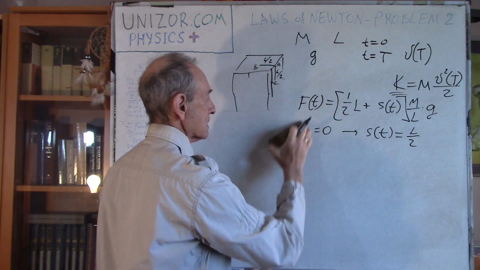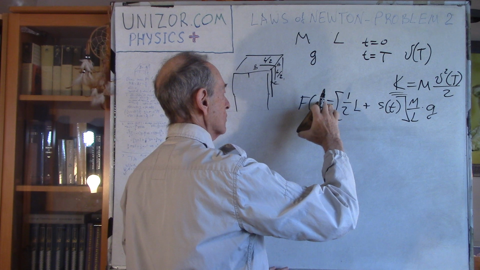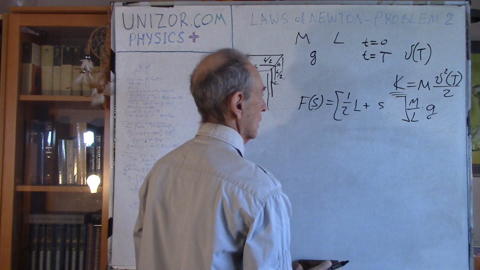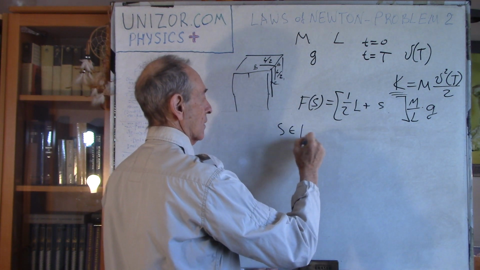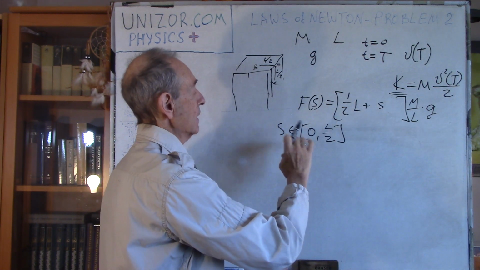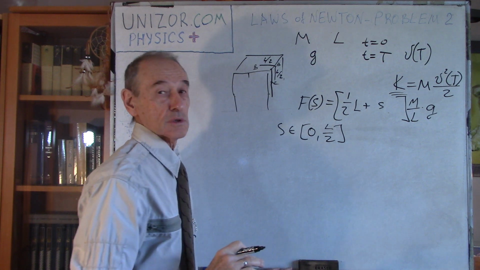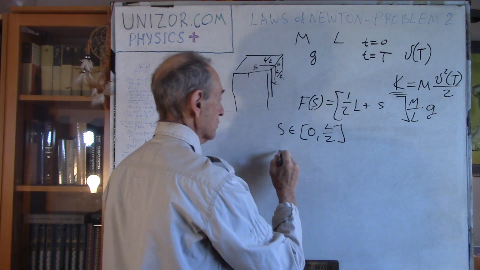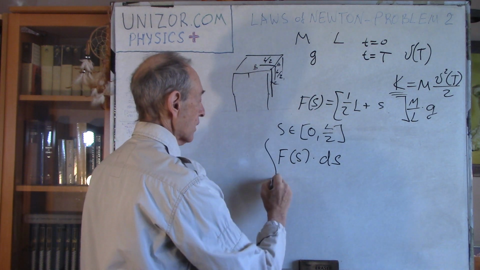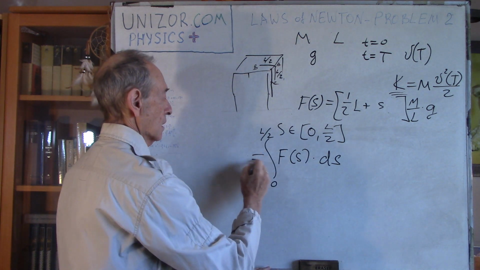So why don't we consider s to be an independent variable, and instead of f of t we will have f of s, and instead of s of t we'll just have simple s, where s is a variable from 0 to L over 2. As s, which is the amount of sliding, changes from 0 to L over 2, the force is calculated according to this formula. If I multiply f of s times ds, the differential of sliding, and integrate it from s equal to 0 to s equal to L over 2, that will give me the work.